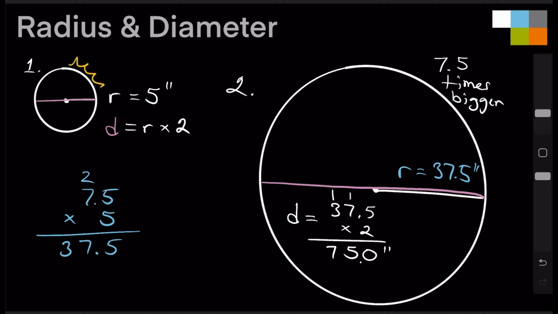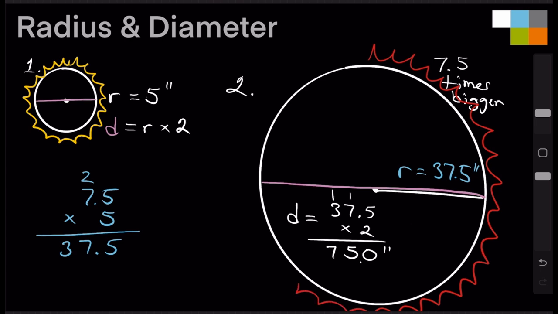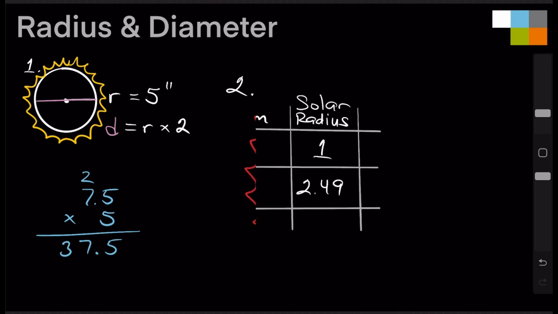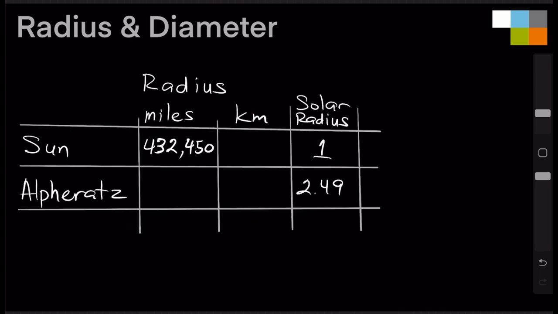And you know what circles remind me of? Circles remind me of stars. So let's talk about stars like the sun and Alpheratz. When it comes to the sun, we know that its radius in miles is 432,450 miles. We've been studying the sun for a long time. That's why we know these things.